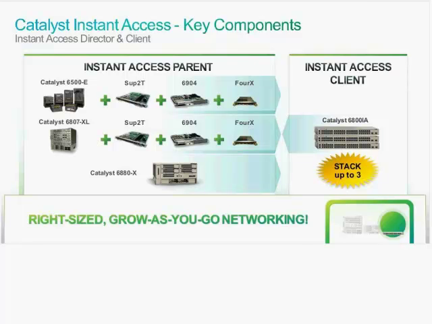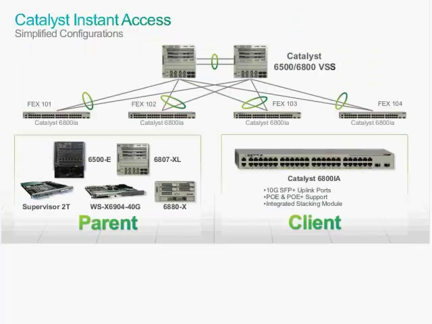On the Instant Access client, which is a 1RU box, they can stack up to 3. The stacking module is built into it. In phase 1, it will support up to 1,000 ports and stacking up to 3. A little more in-depth into it, all the information in terms of all the parents, what you need, you can go up to 21 switches across 12 FEX IDs. So to achieve a scale of 1,000 ports, you will need to stack and achieve that.